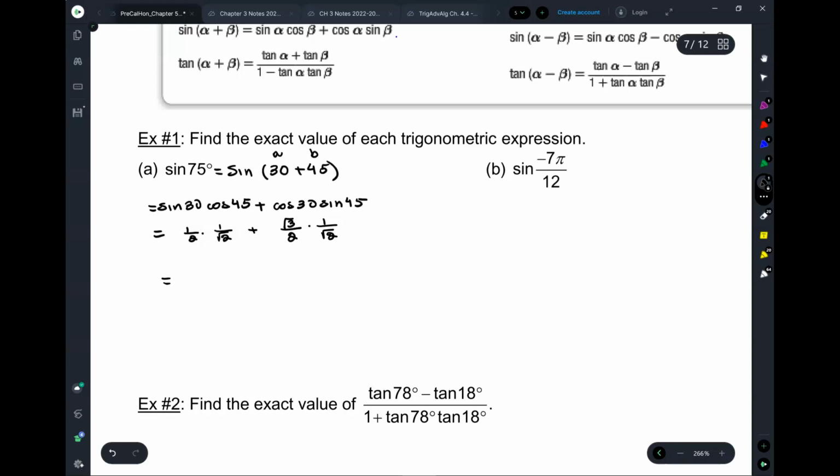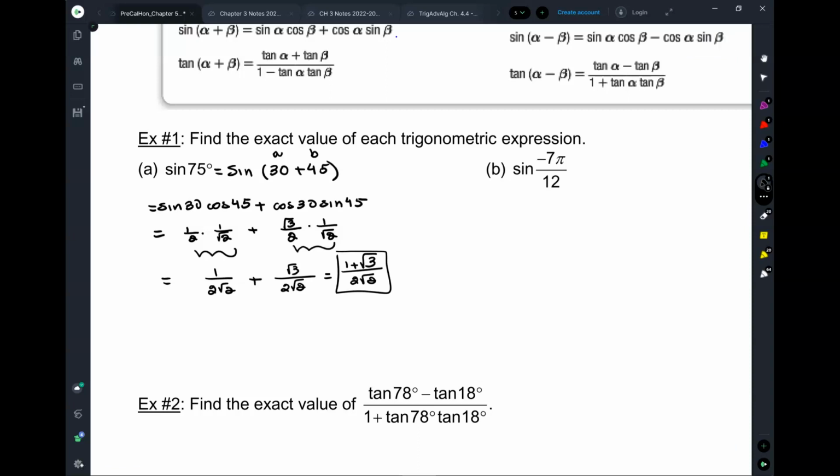Okay, next, this is 1 over 2 root 2 plus root 3 over 2 root 2. And all together, look, they have the same denominator even. 1 plus root 3 over 2 root 2. That's it.